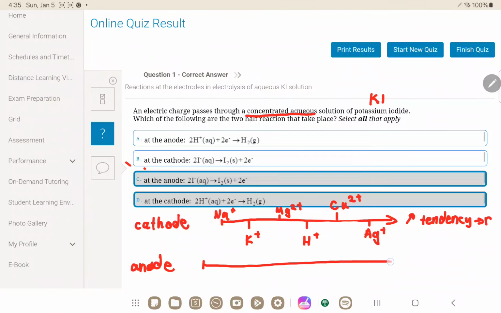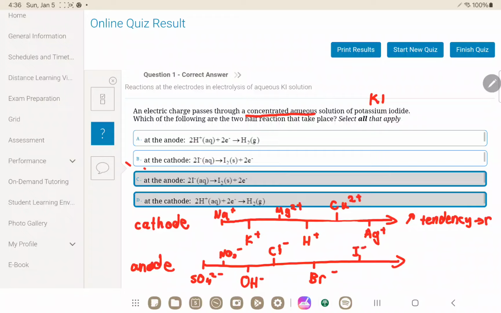Now at the anode, it depends if your solution is concentrated or not. I'll tell you now how you know. SO4 2- is the least likely to get oxidized. Then you have NO3-, then you have OH-, then you have Cl-, not Cl2-, Cl-, then you have Br-, and I-.